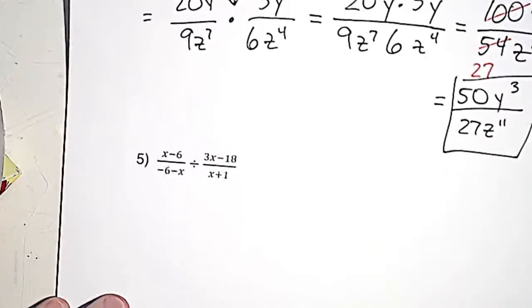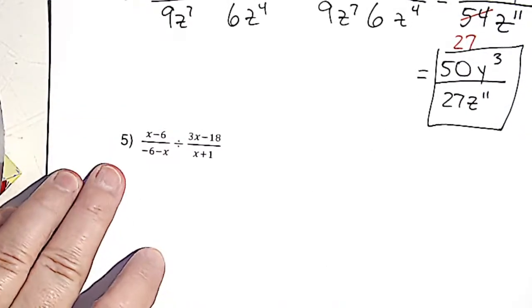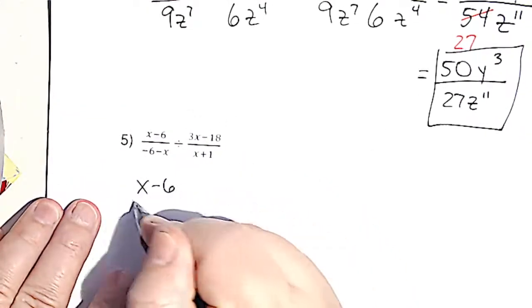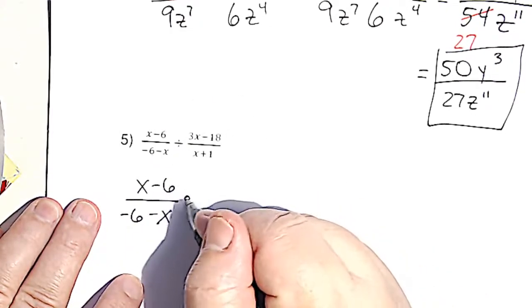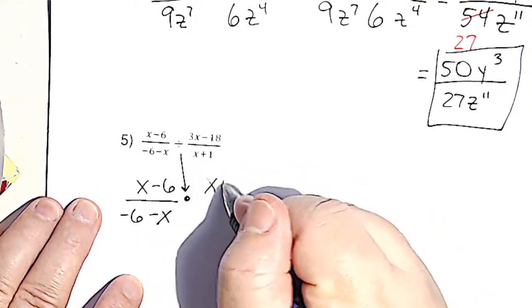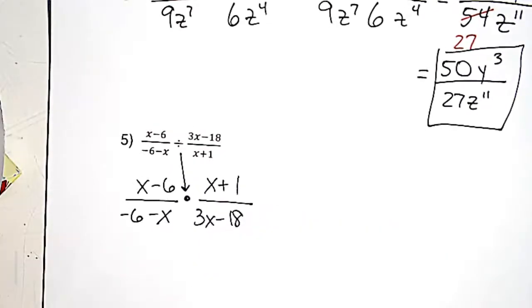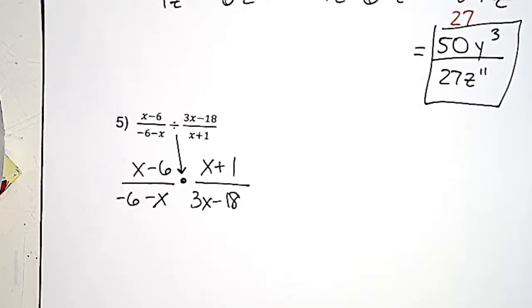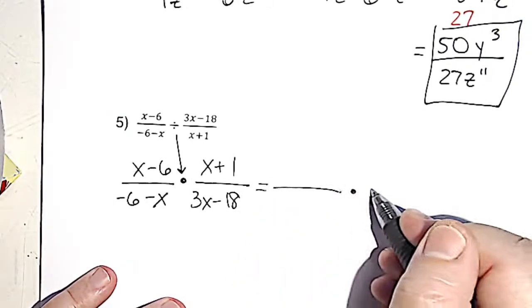Shall we do another one? Of course. This one's a lot more exciting. So I've got x minus 6 all over the opposite of 6 minus x. I'm going to write it as times x plus 1 all over 3x minus 18. Okay. So now what? Well, we've got a couple options. But what I think I'm going to do is try to factor what I can.